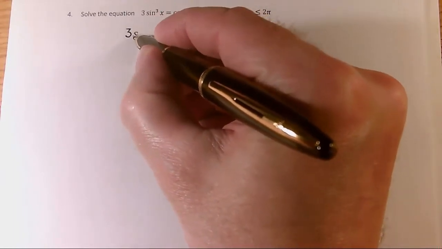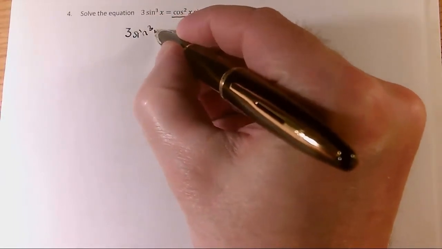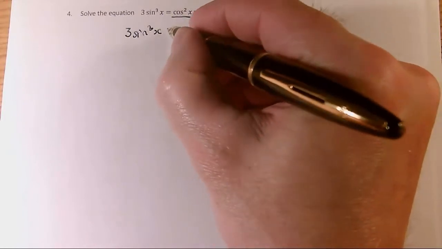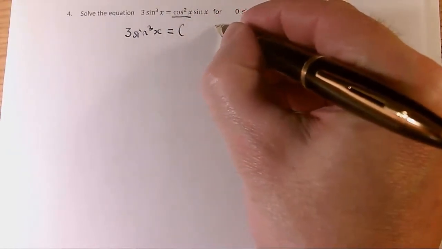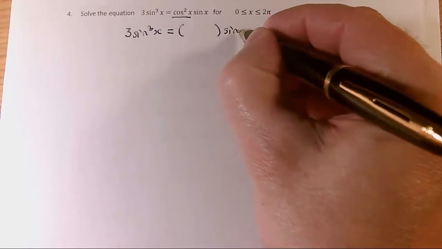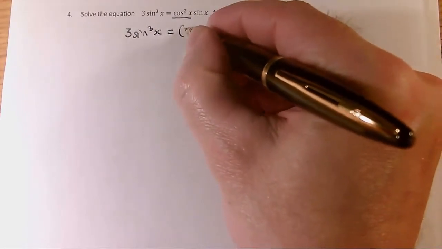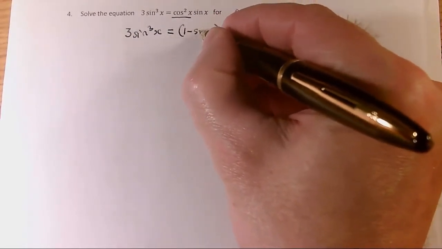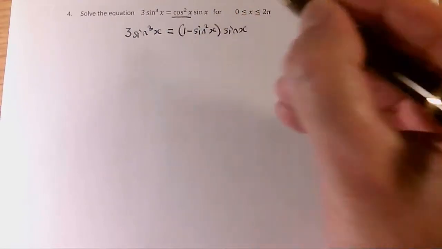So I've got 3 sine cubed x on the left-hand side, and that equals cos squared x, and then sine x here. So what equals cos squared x? Well, from squaredy trig, you just need to know that it's 1 minus sine squared x. That needs to become automatic.